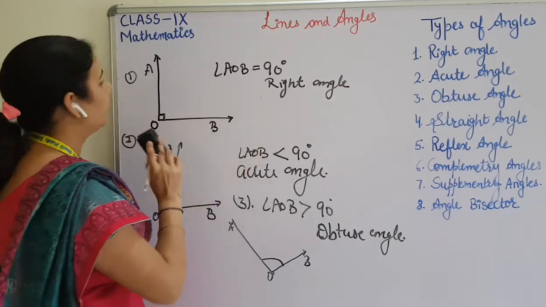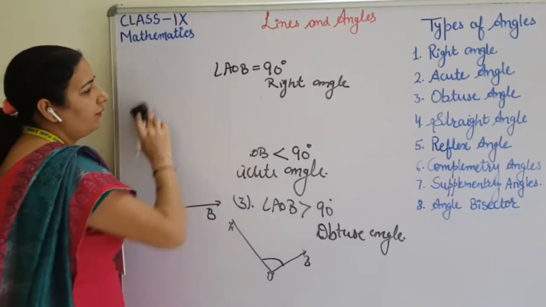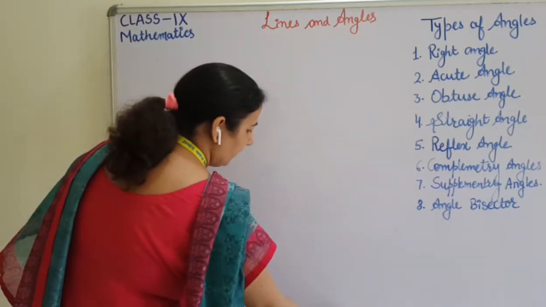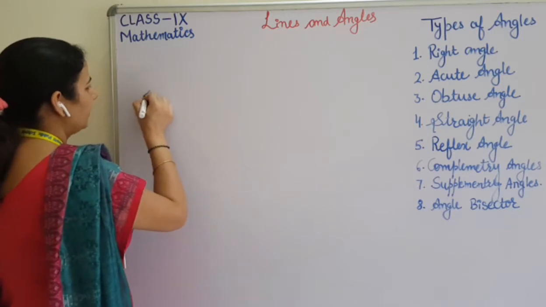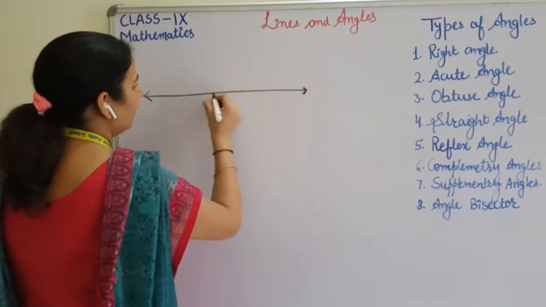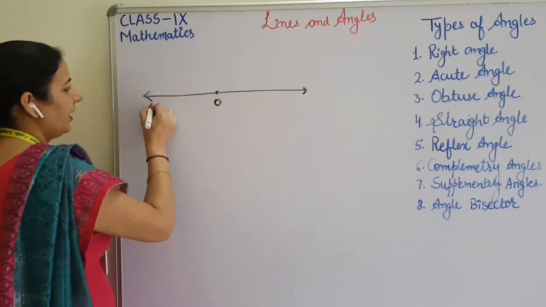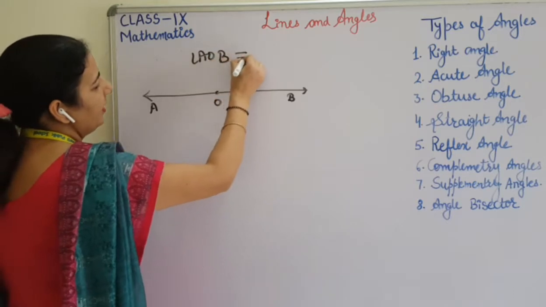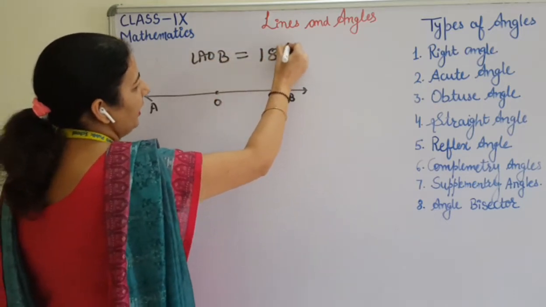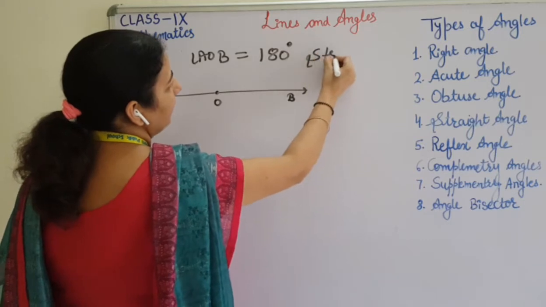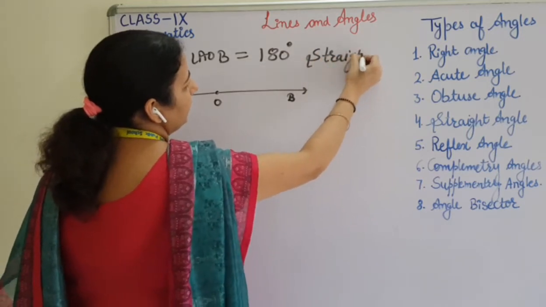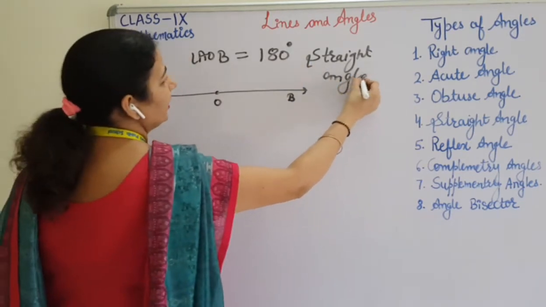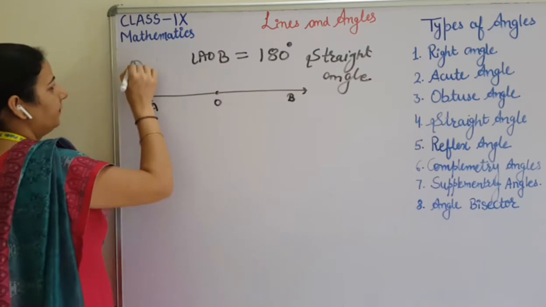The next point is straight angle. So how will we draw the diagram for a straight angle? The straight angle means a straight line. This point is O, and we can say that angle AOB is a straight angle. Straight angle means 180 degrees. After straight angle, the next point is reflex angle.